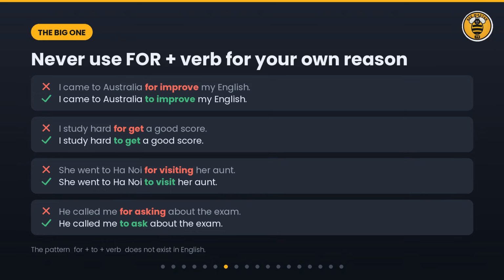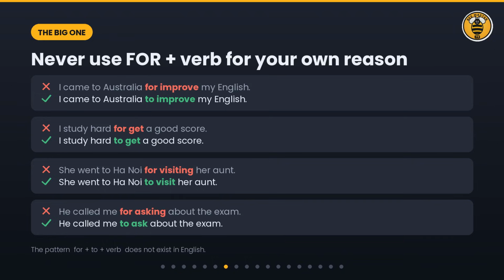Second, I study hard for get a good score. Wrong again. I study hard to get a good score. Third, and this one is more subtle. She went to Hanoi for visiting her aunt. Also wrong. The ing form is for the function of an object, not for a person's reason on one occasion. She went to Hanoi to visit her aunt.